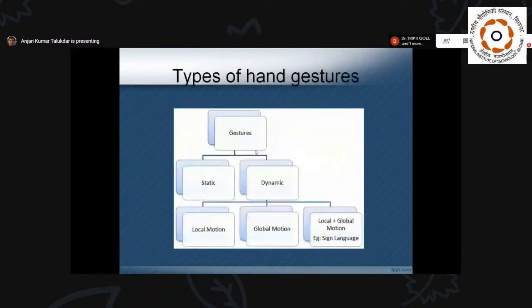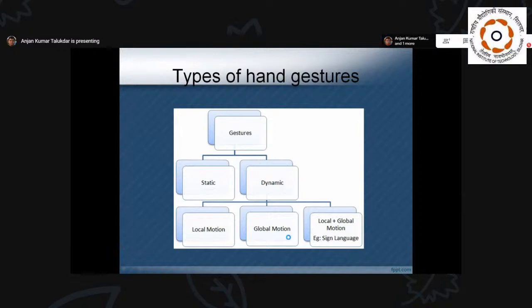And what are the types of hand gestures now? Basically, gestures are of two types. You can say one is static and the other is dynamic. So in a static gesture, what happens? Your hand or your fingers are static. But in case of dynamic, there is a movement of the hand or fingers.